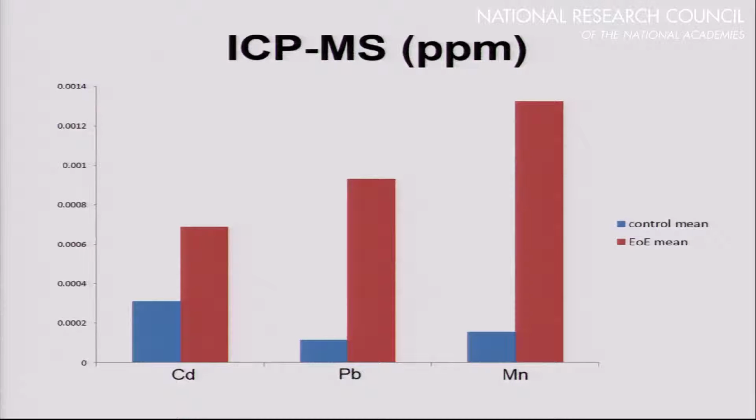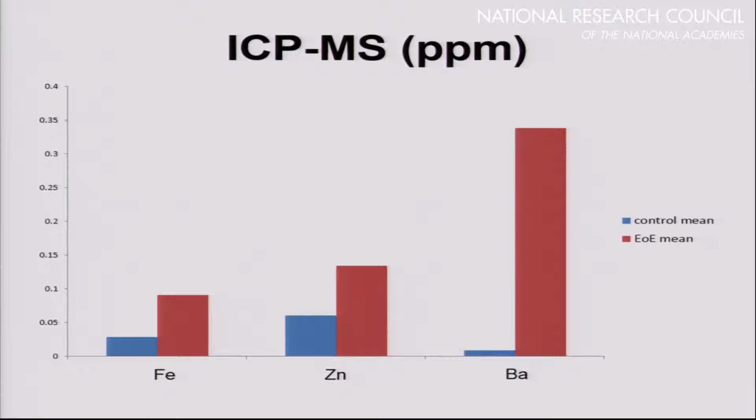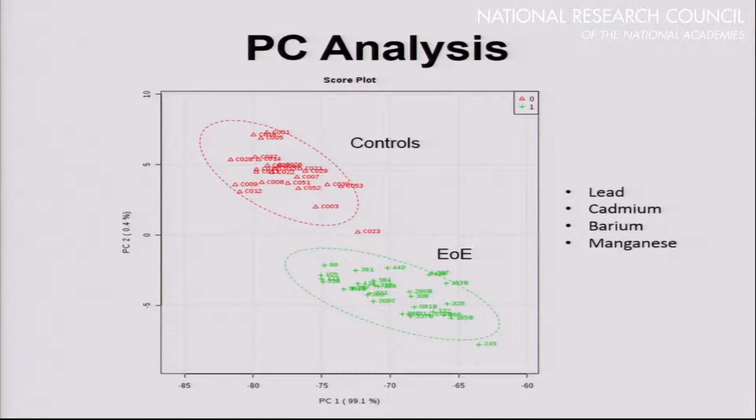And we saw rather striking differences with a number of heavy metals, lead, manganese, and cadmium. These are in parts per million. There were also more modest differences in zinc, but also another very bizarre one, which we don't normally measure, which was barium. In this case, EoE is much, much higher. So that's quite striking, and using the data that we collected, we were able to use principal component analysis and easily distinguish between the controls and the EoE patients in terms of the metals being dumped out into the urine.